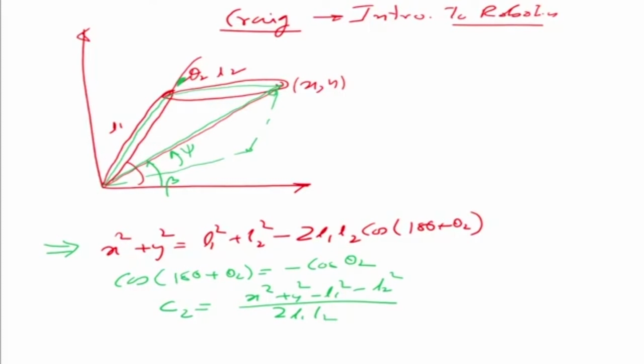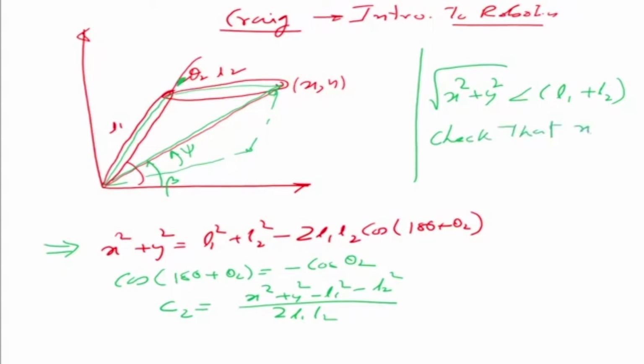We know that this constraint is there: the square root of x squared plus y squared has to be less than L1 plus L2. So the square root of x squared plus y squared is the hypotenuse, and it has to be smaller than the sum of the other two sides. Otherwise, it means that the point xy is outside. This is to check that xy is inside the work volume, because if it is outside the work volume, then obviously it can't reach that point. So this check is required in inverse kinematics. In forward kinematics, it doesn't matter.